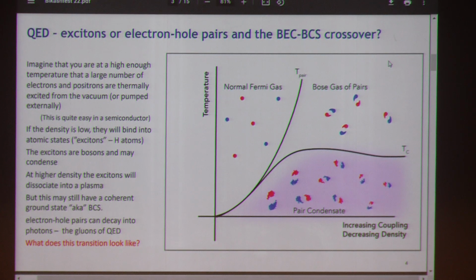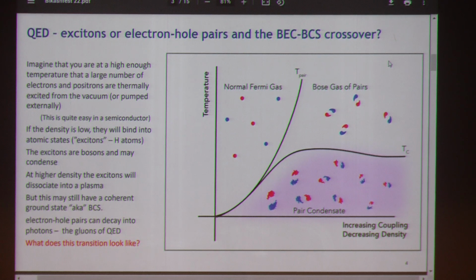Right. So then, I've drawn another speculative phase diagram. And this is the phase diagram for electrons and positrons and photons. So if you imagine that you were at a high enough temperature that out of the vacuum you can form a very large number of electrons and positrons, or maybe you could somehow pump them, you would have a situation where you have charges of opposite sign interacting via standard quantum electrodynamics.